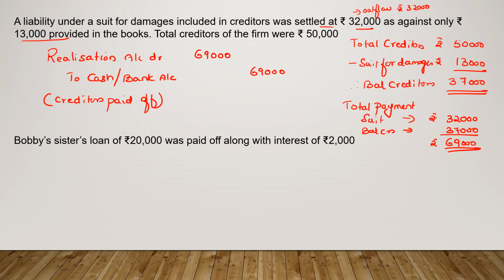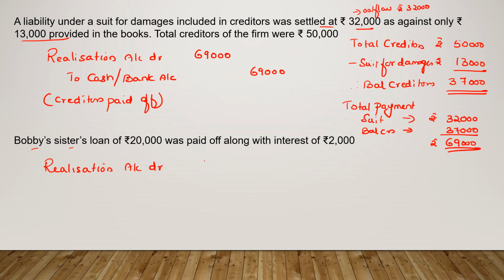Now going to the next adjustment. Bobby's sister's loan of 20,000. So Bobby is a partner. His sister had given a loan. This is an outside liability. It is not a partner's loan. It is the partner's sister who has given the loan. So this is an outside liability. That was paid off, 20,000 along with interest of 2,000. So how much payment was made in total? 20,000 plus 2,000, 22,000. So we would debit the realization account.